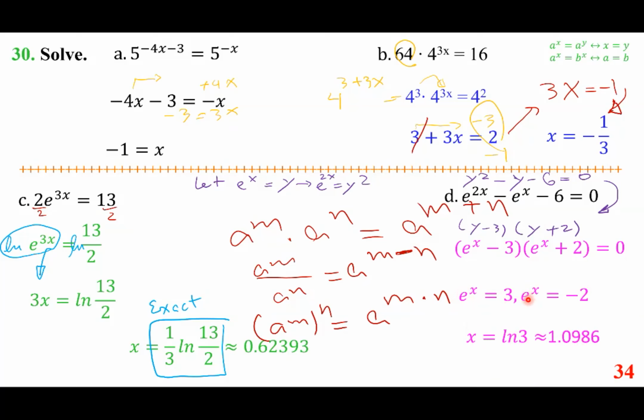What about this one? Remember, exponential functions have a range from 0 to infinity. E to the power of x can never, ever be negative. It can't even be 0. So this has no solutions. This has no solutions, class. Only the first one gives us the answer.